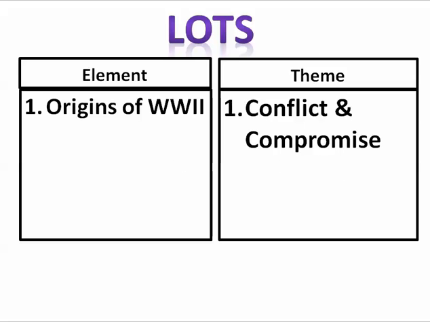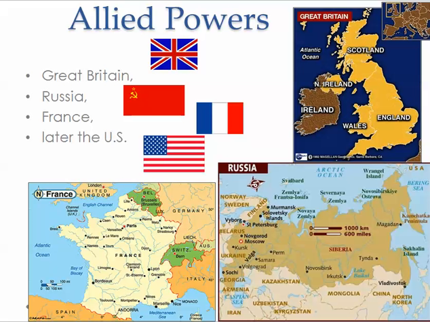Conflict and compromise is the theme. And again, we want to talk about how the United States got involved in World War II and how World War II started itself over in Europe. So what's going to happen is, just like in World War I, we're going to have the Allied powers here, Great Britain, Russia, or Soviet Union, France here, and later on the United States. We're going to come in later, just like we always do. We drag in a little late. But here are the Allied powers.